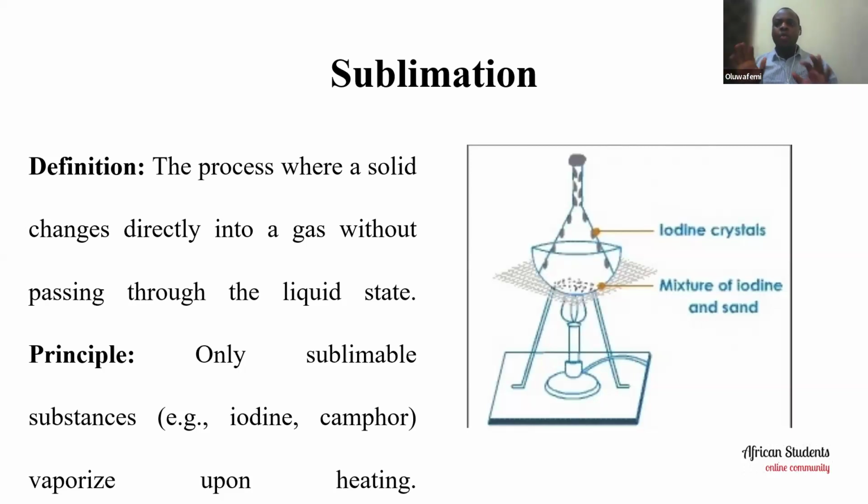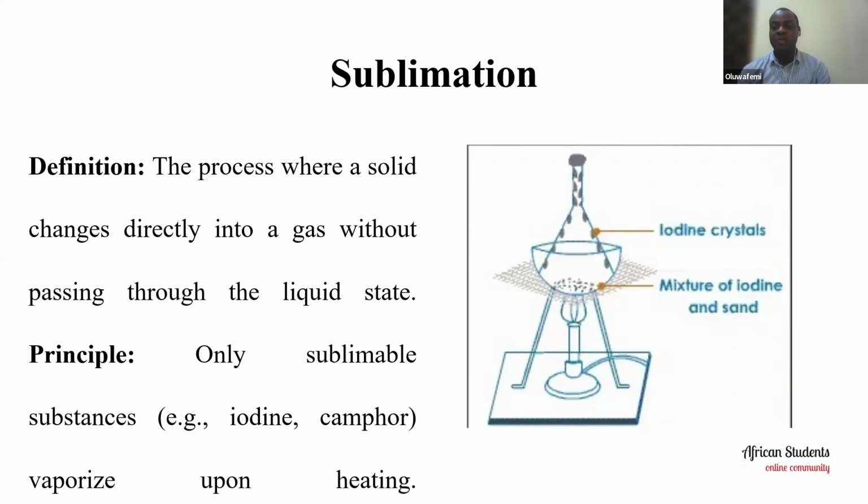Okay. Now, what principle does sublimation work on? It works on the principle that only sublimable substances vaporize upon heating. That means that if you have substances like iodine, camphor, and so on, they will sublime when you subject them to heat. And if you have any other component mixed together with them, those components will remain.